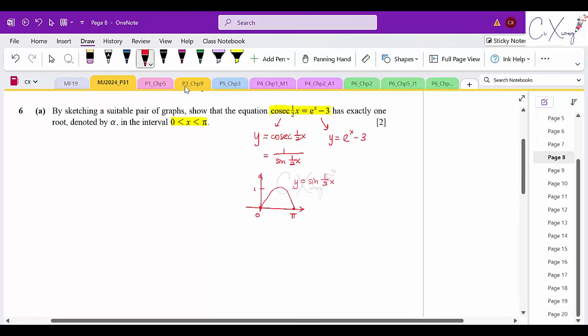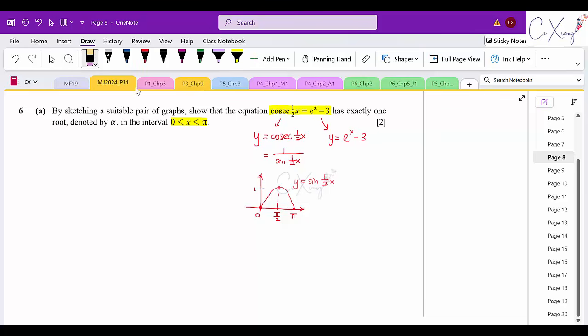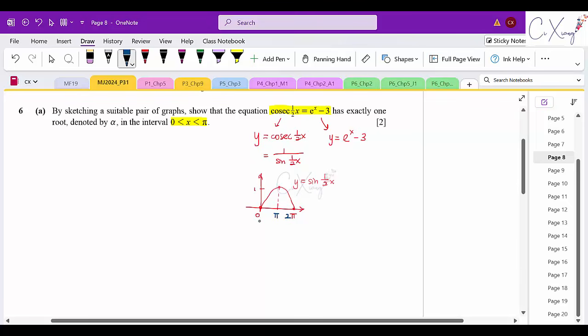if I'm having sine half x, that means for the stretch in the x direction, I'm having scale factor 2. So scale factor 2 means that I have to multiply all my x coordinates by 2. You can see that originally the three main points for the x coordinate are 0, pi over 2, and pi. So if I multiply all the x coordinates by 2, 0 multiplied by 2 is still 0, pi over 2 multiplied by 2 gives you pi, and the original pi multiplied by 2 gives you 2 pi.